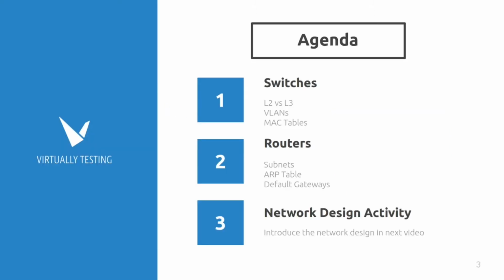Our agenda today is to first talk about switches and their functions, such as creating VLANs, and we will be able to examine MAC tables. Next would be routers, where we will discuss the purpose of subnets and examine its ARP tables. Finally, I will introduce you to my network design activity using the content in this video to create a small network. The design demo will be in the following video.